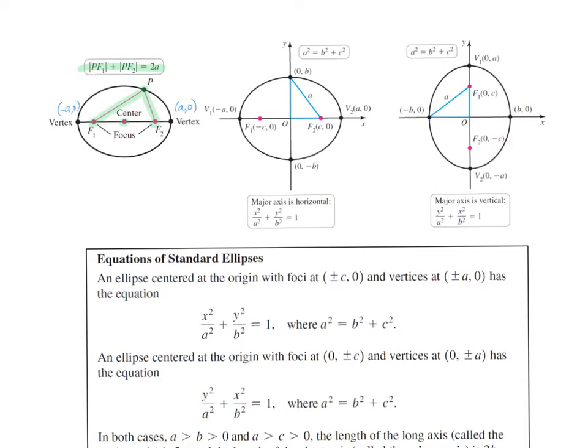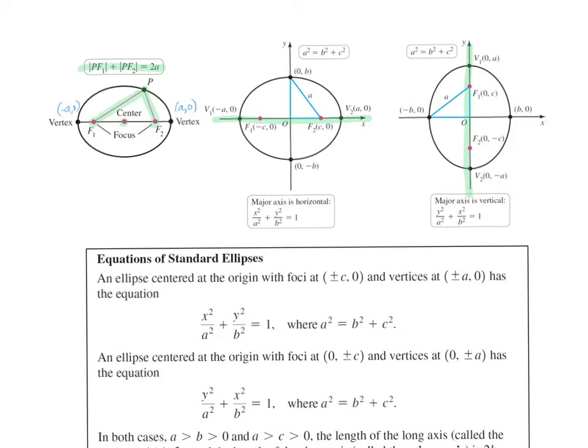The middle diagram is the diagram of an ellipse where the vertices are on the x-axis. So the vertices in an ellipse are where it's stretched out. Remember, this is an oval shape, so the greatest distance would be where your vertices are. In the third diagram, we have vertices along the y-axis because that's how our ellipse is stretched out.